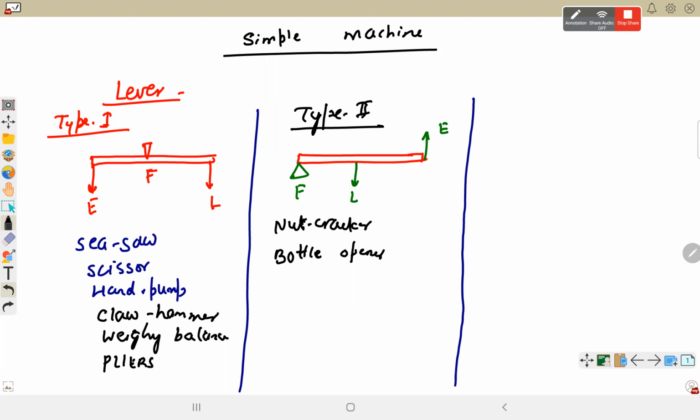Sir, when we use a bar to lift a load. Yeah, bar to lift the load. Tejasvi, one more. Sir, wheelbarrow. Wheelbarrow. Sir, lemon crusher. Lemon crusher.